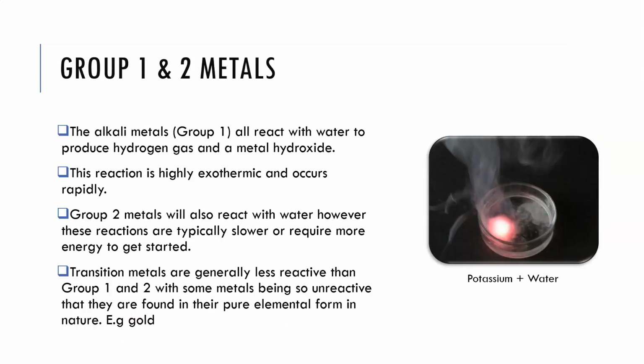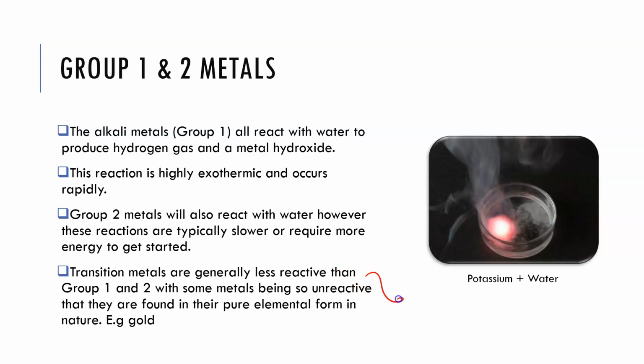So group 1 and 2 metals are known as the alkali metals and the alkali earth. Group 1 reacts with water to produce hydrogen gas and a metal hydroxide. So generally what we will see happen with that is that the metal will fizz, create hydrogen gas. The heat of that reaction will then cause the hydrogen to ignite, and we'll start to see flame, and then that causes the water to boil, and we'll sometimes see an explosion. It's highly exothermic, which means it gives off a lot of energy, and it occurs very quickly. Group 2 metals will also react with water, however, they tend to be a bit slower and require more energy to get started.